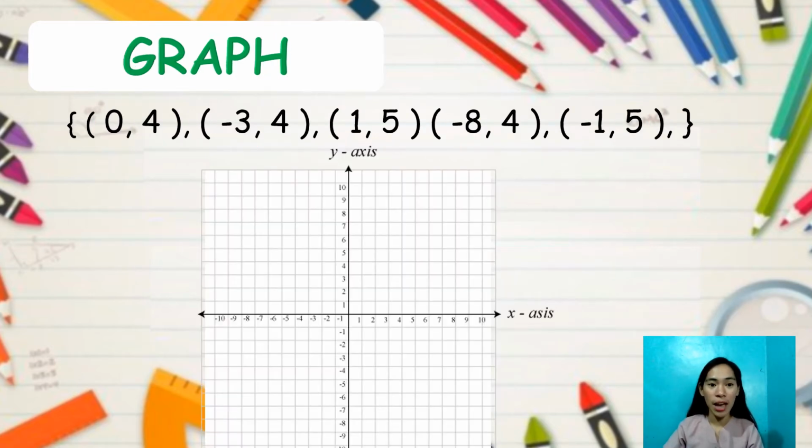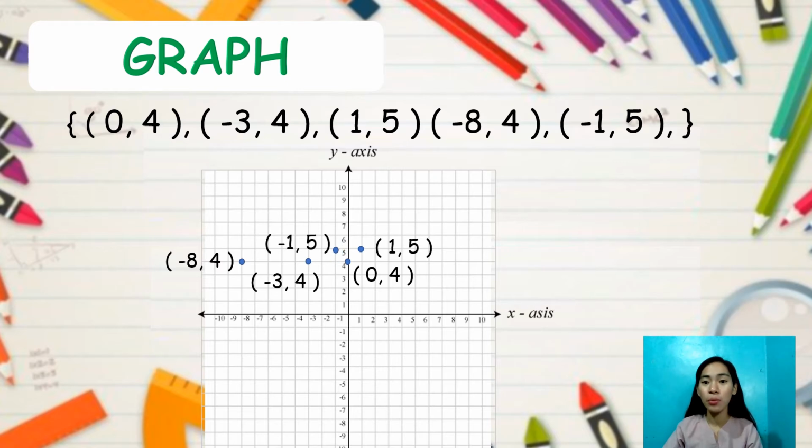Next, we have the graph. So we're going to plot the given points into our Cartesian plane. So (0, 4), (-3, 4), (1, 5), (-8, 4), and (-1, 5).